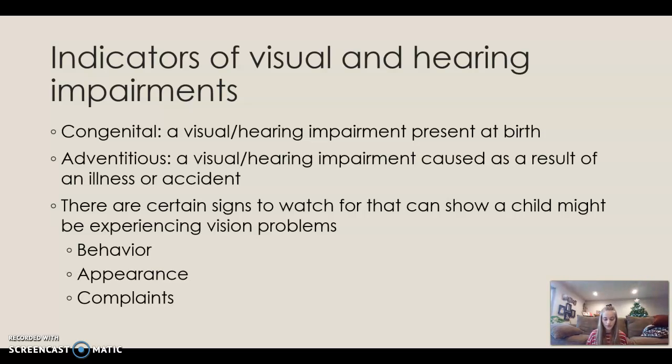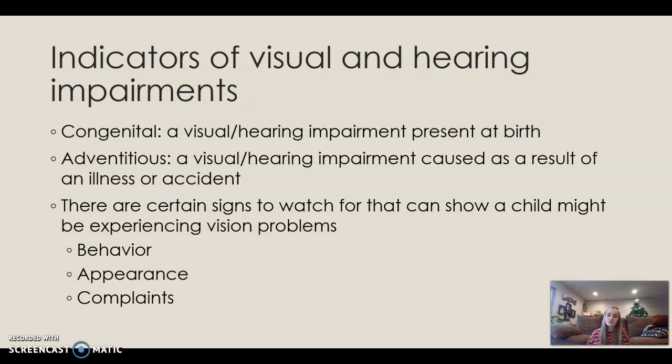There are certain signs to watch for that a child might be experiencing vision problems. There's behavior, and a couple examples of behavior would be if they rub their eyes excessively, if they cover one eye a lot, or squint or shut one eye a lot, if they have trouble reading, if they hold objects close up to their eyes, if they are unable to see distant things clearly, and if they have difficulty copying things from a blackboard or from a smartboard in the classroom.